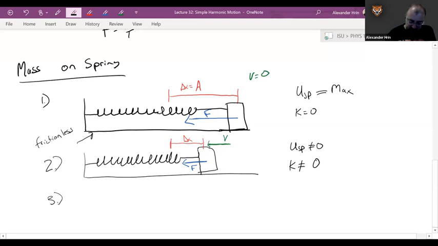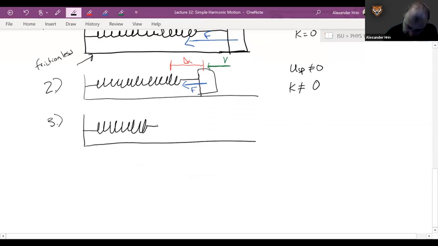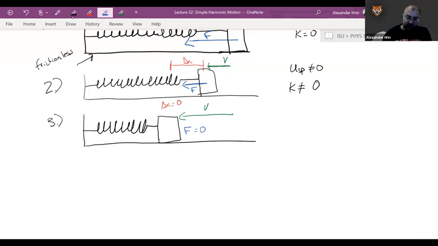Now we go to step three. What happens when the block gets back to the middle of where it was? Right here, we have delta x equals 0. Now, what we have is a large velocity here. We also have that F is equal to 0. The whole reason is that this thing has moved back to its equilibrium position, so there's no more spring force.